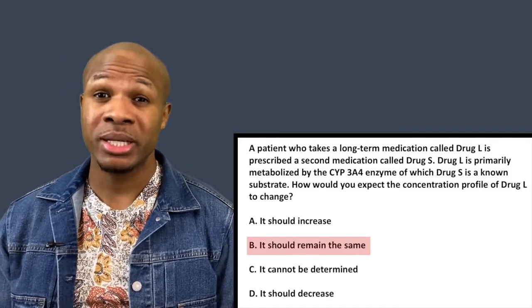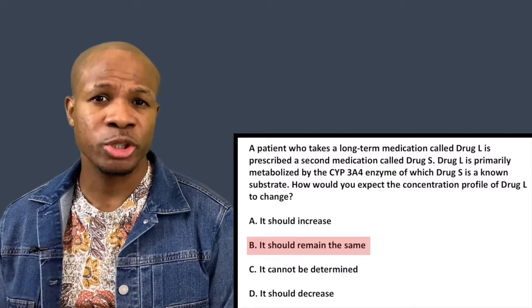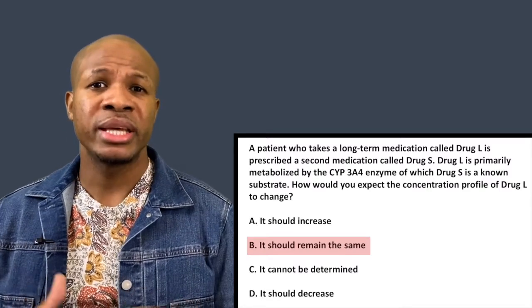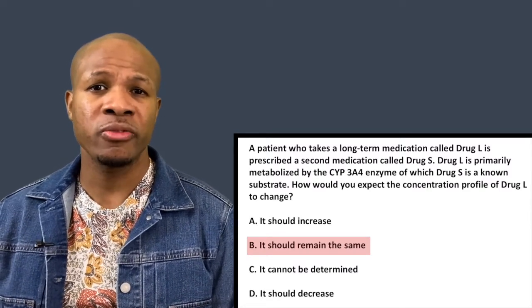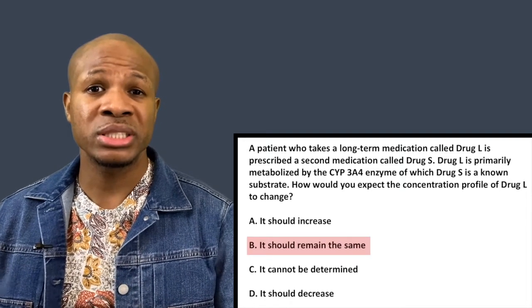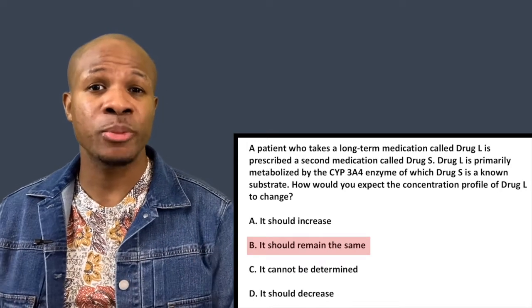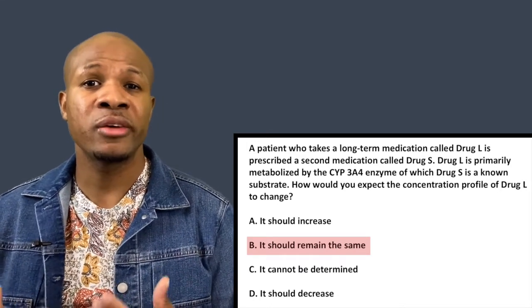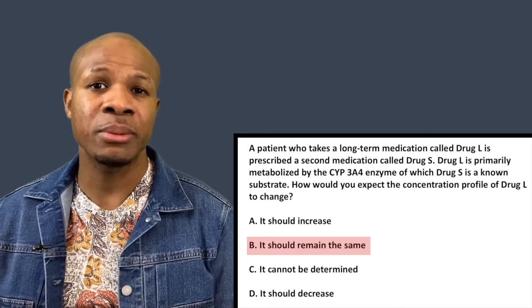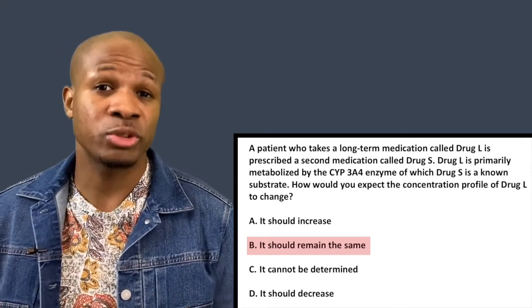Now that might be surprising for some of you because you might think, well, if drug S is also a substrate of this same enzyme, then this should increase the concentration profile of drug L, because now not only do you have drug L binding to this enzyme, but you also have drug S. So drug S is also going to occupy some of these enzymes, and therefore there'll be fewer enzymes to metabolize drug L, and therefore the concentration of drug L should increase. That's what you would think, right?